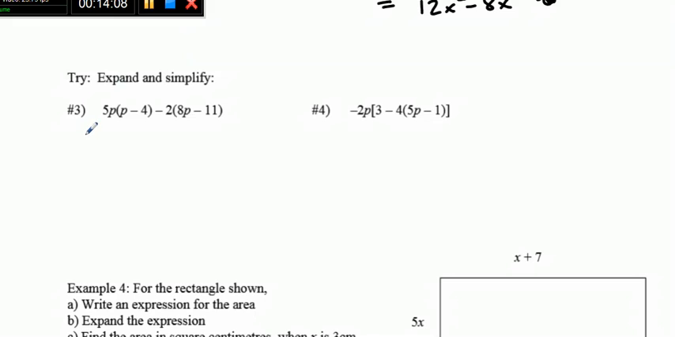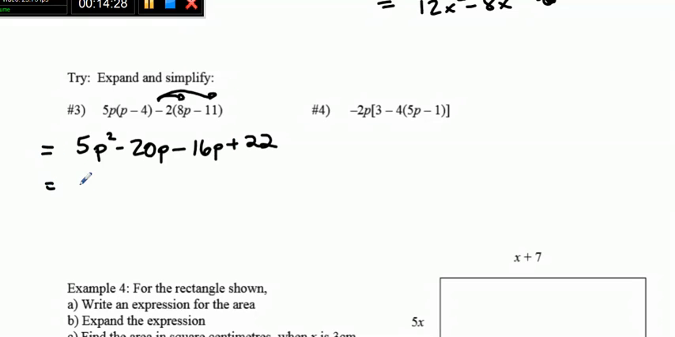Okay, so we've got 5p squared minus 20p. And then this is minus 2p times 8, minus 2 times 8p, which is minus 16p, and plus 22. This is 5p squared, no other p squared, so we're good. We've got 2 p's here, so minus 20 minus 16 is minus 36p, and plus 22. Hopefully you got that right.